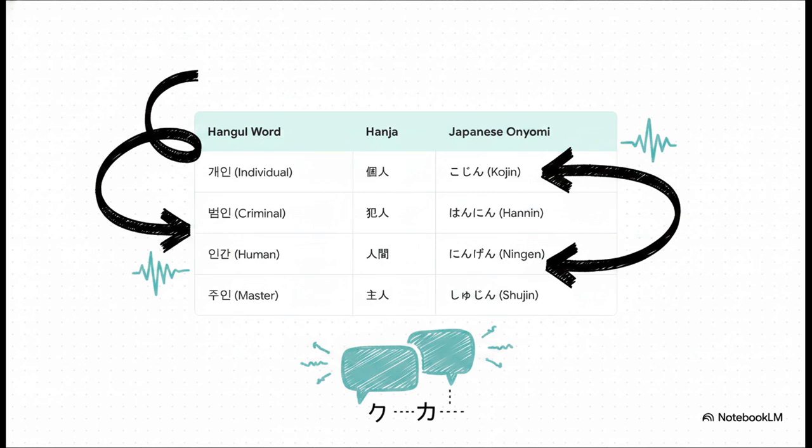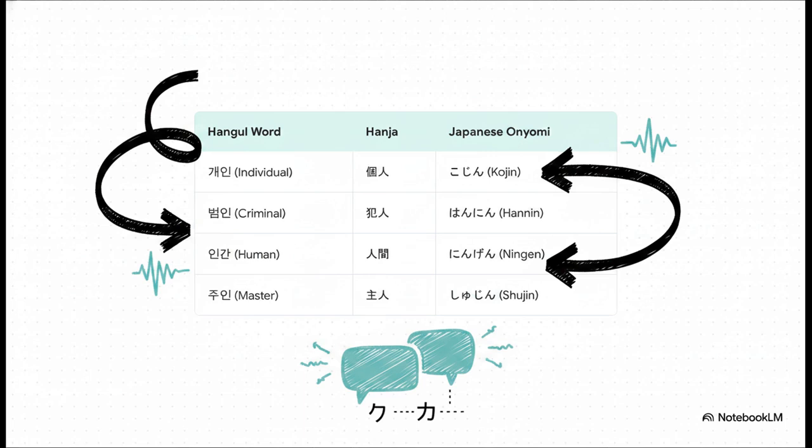If we take the Korean word for individual, gain, and swap that in for jin, we get the Japanese kojin. Criminal is bomin, that becomes hanin. Human is ingan, which flips perfectly to ninjin. And master or owner is juin, becoming shujin.